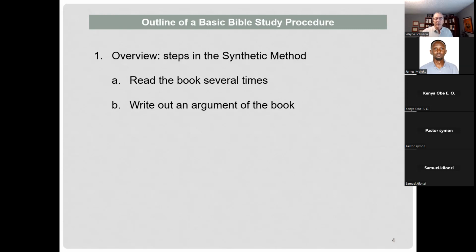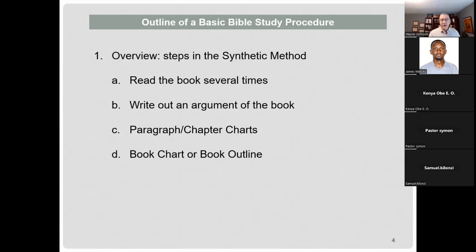I'm going to ask you to write what is called an argument of the book. That goes paragraph by paragraph through the book, and it's a short summary of each paragraph in your own words. Again, we'll talk about that a little bit more shortly. I'll ask you to do both paragraph and chapter charts. This is where, in a visual way, you can take some short notes and give that paragraph chart or chapter chart a title, which will help you remember, and then put it all together into a book chart or a book outline.